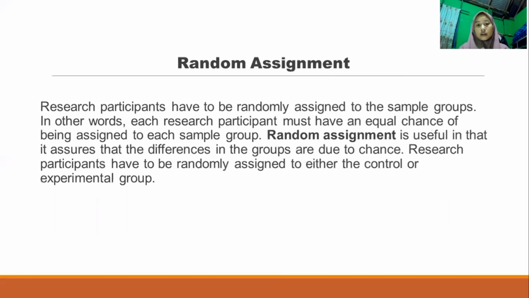Next slide. Random assignment. Research participants have to be randomly assigned to the sample groups. In other words, each research participant must have an equal chance of being assigned to each sample group. Random assignment is useful in that it assures that the differences in the groups are due to chance. Research participants have to be randomly assigned to either the control or experimental group.